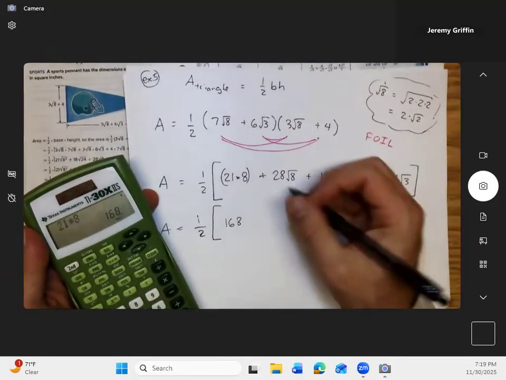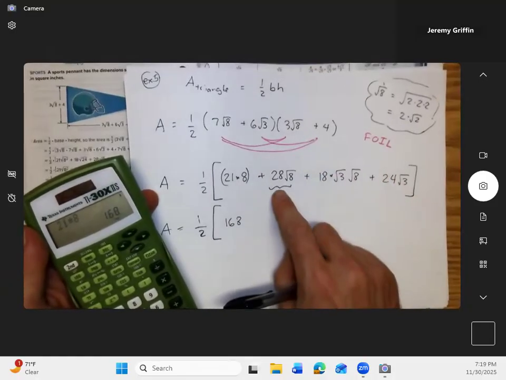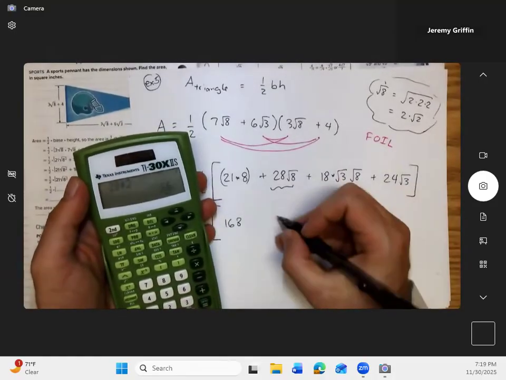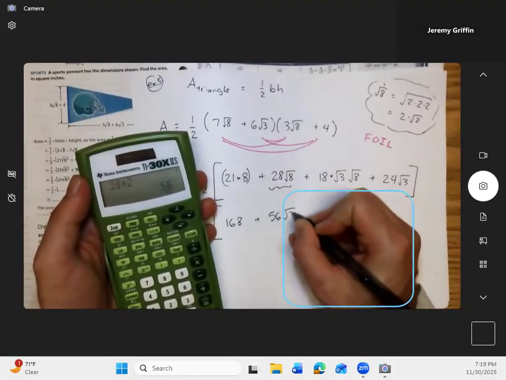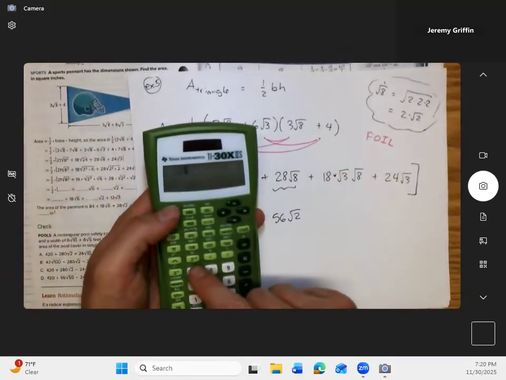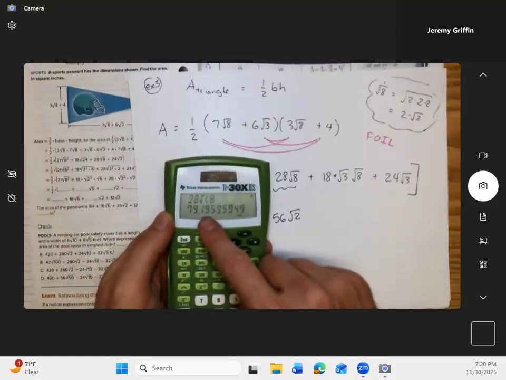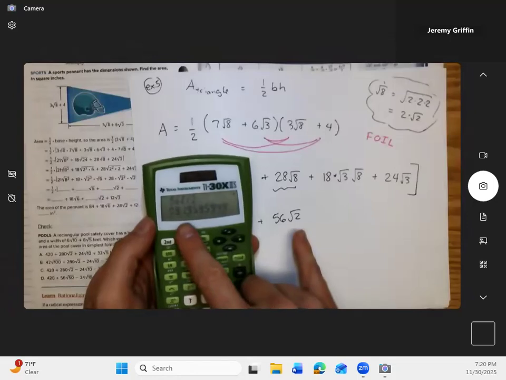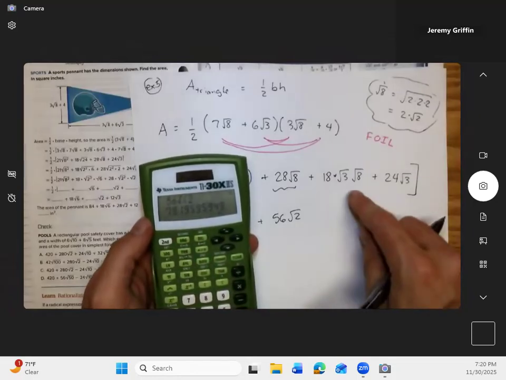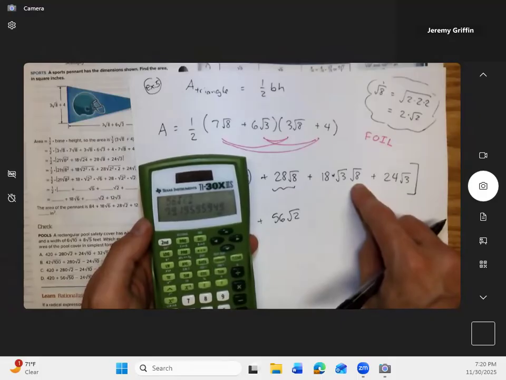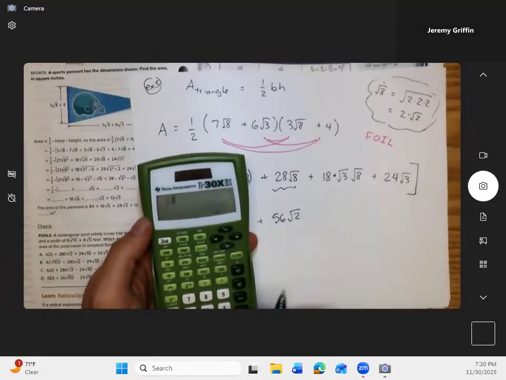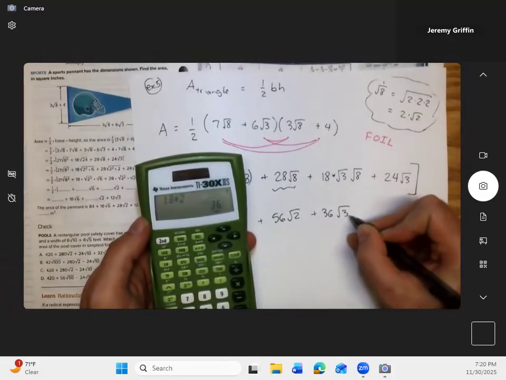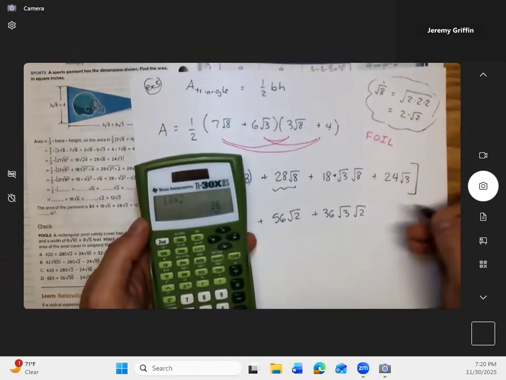Then I know this bit right here is 28 times 2 root 2, so that's 56 root 2. If you want to check, I'll show you guys. 28 root 8 is like 79 point something. Watch this: 56 root 2, it's the same thing, 79 point something. Like I said, we're good. And then I could do the same thing right here. 18 times 2 is 36. And then I got the root 3 and a root 2, and that doesn't really simplify. So, yeah, it's all right.